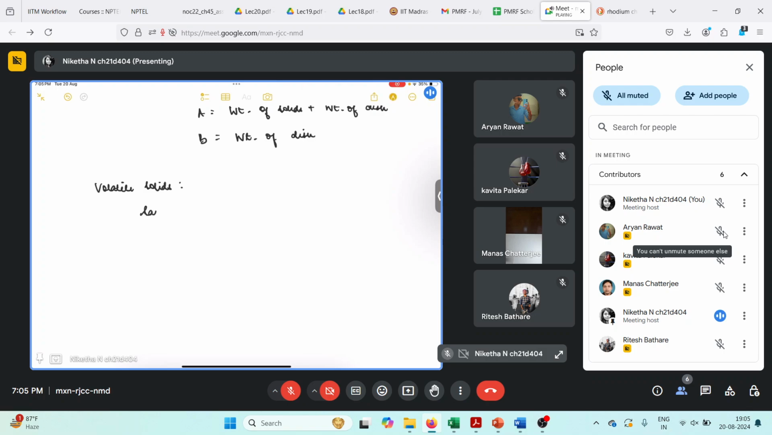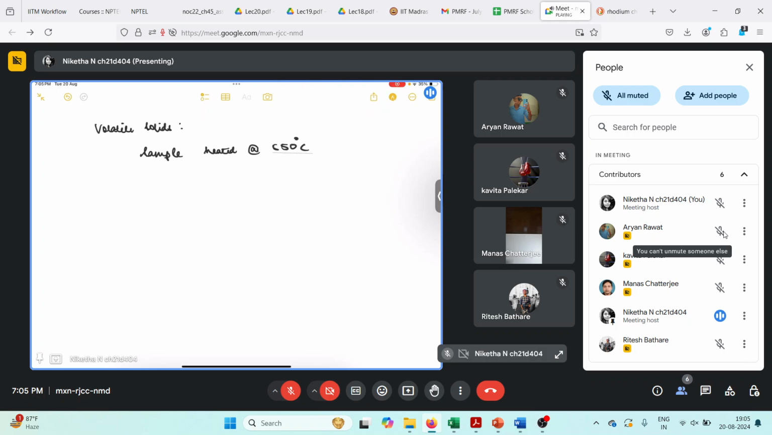So for this we have to heat the sample at 550 degrees Celsius. And the volatile solids concentration is given as A minus B by sample volume into 100. So here A is the weight of the residue plus dish before ignition.